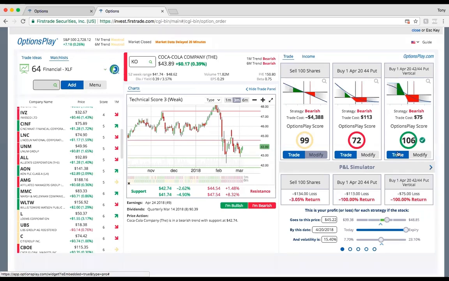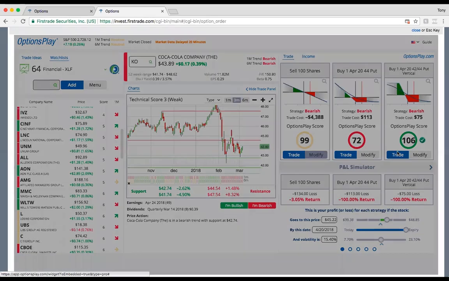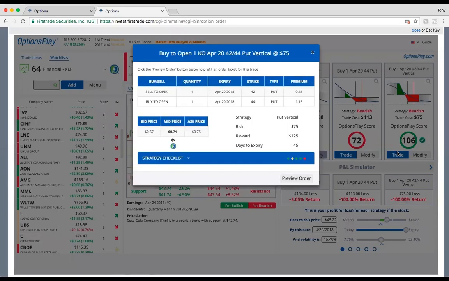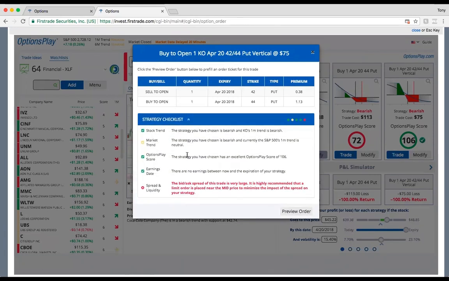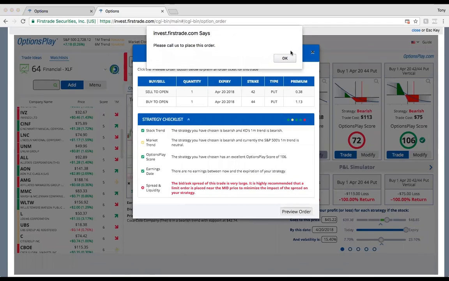So one of the coolest things I want to show you is on the trade button. What this does is it provides you a view just to make sure you understand the risks that you take. So we have a strategy checklist. This makes sure that you understand the risks that you're taking before you place your trade. But especially for those of you that are currently trading options, you no longer have to manually fill out a ticket. Just hit the preview order button.